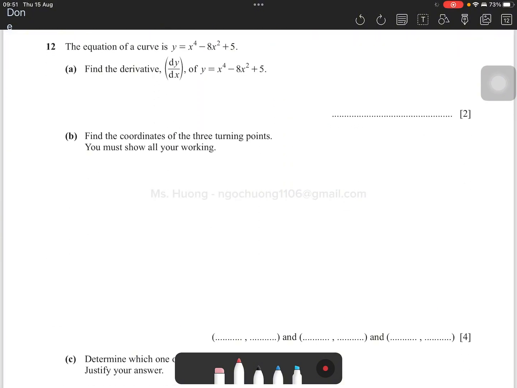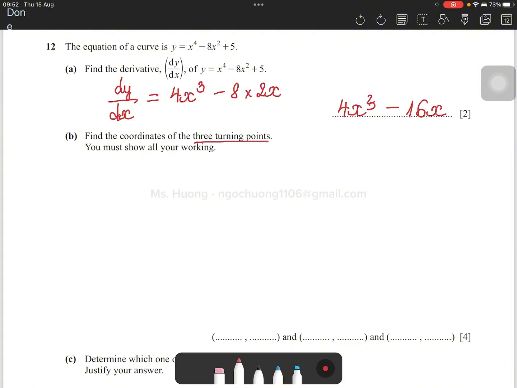Question 12. The equation of a curve is y equals x to the power of 4 minus 8x squared plus 5. A. Find the derivative dy over dx. The derivative of x to the power of 4 is 4x cubed. The derivative of x squared is 2x. And the derivative of 5 is 0. So we simplify this into 4x cubed minus 8 times 2x, which is 16x.